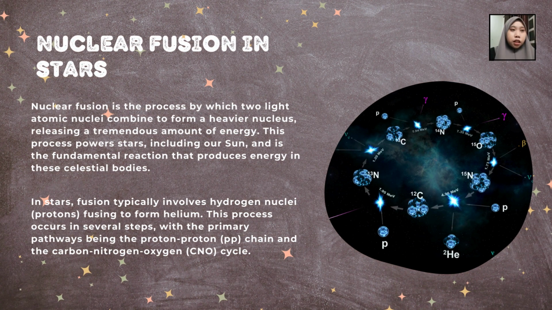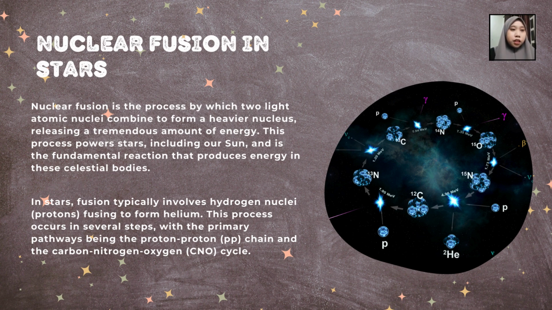Nuclear fusion in stars. Nuclear fusion is the process by which two light atomic nuclei combine to form a heavier nucleus, releasing a tremendous amount of energy. This process powers stars, including our sun, and is the fundamental reaction that produces energy in these celestial bodies. In stars, fusion typically involves hydrogen nuclei fusing to form helium.